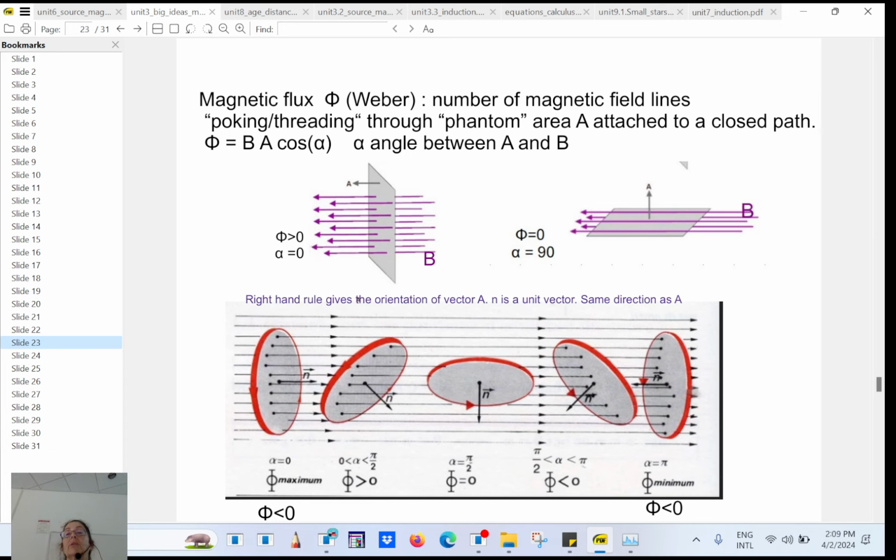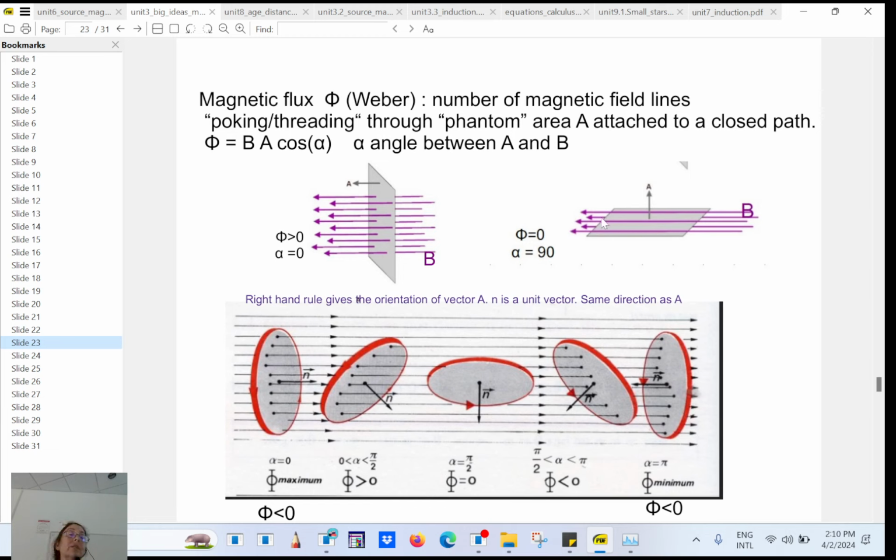So that will give us the maximum flux. The magnetic flux will be the magnitude of B, the magnetic field, times the area. The angle here will be the angle between this vector and that vector, which is 0. So cos 0 will be 1.